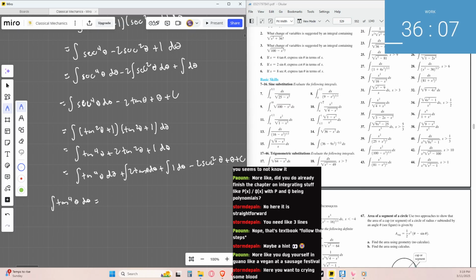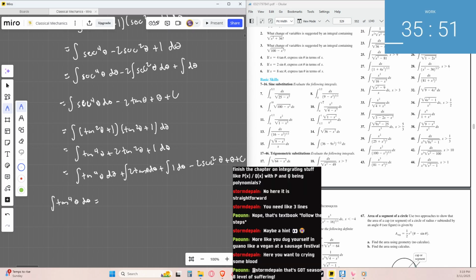Let's see here. Oh, you guys typed a lot. Did you already finish the chapter on integrating polynomial, like P of x over Q of x, with P and Q being polynomials? Probably not, because I'm going back and forth a lot. I'm basically just trying to relearn the stuff that I learned.